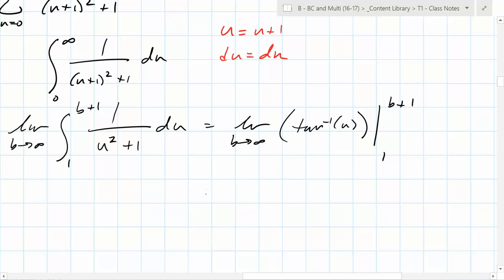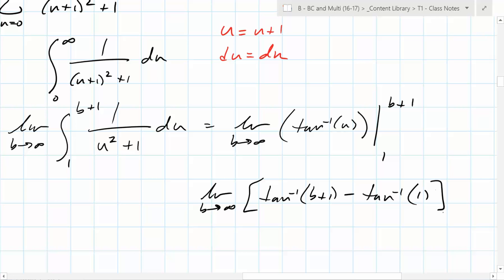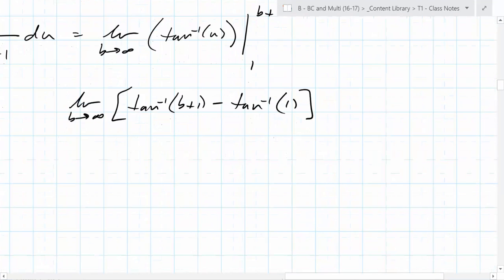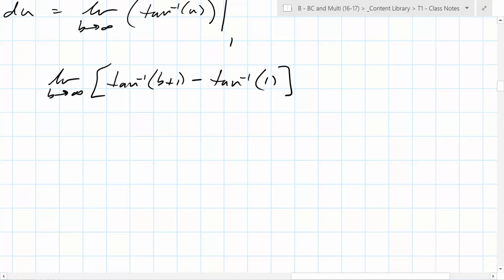So what limit are we actually doing here? We have the limit as b goes to infinity of tan inverse of b plus 1 minus tan inverse of 1. It was important because what is tan inverse of 1, everybody? What's tan inverse of 1? Pi over 4. Yay, there it is.